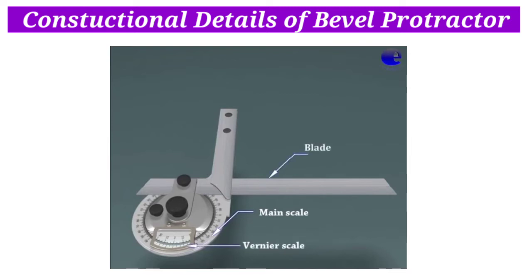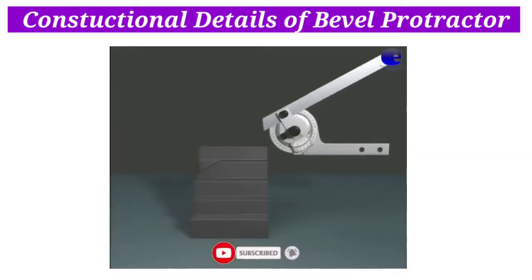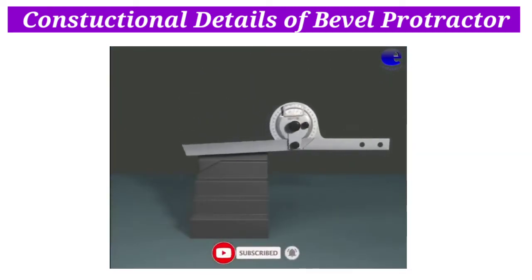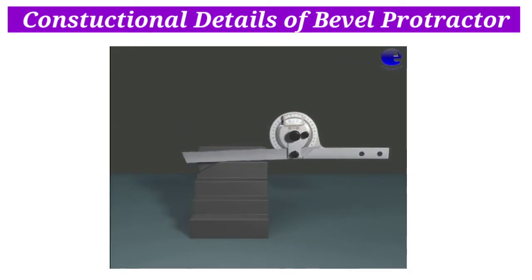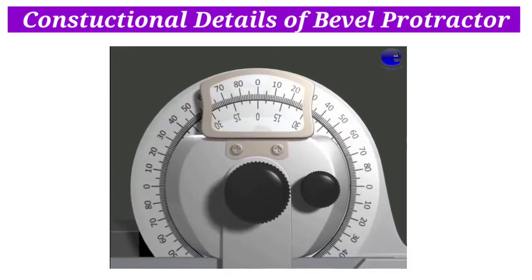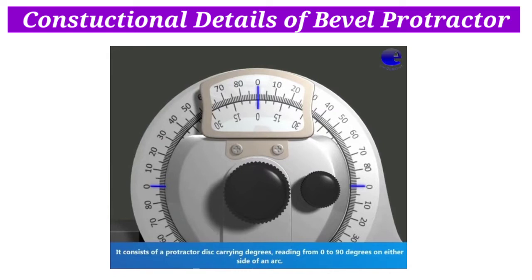blade, base. It is free to rotate about fulcrum and can be clamped at a desired angle with a nut. It consists of a protractor disc carrying degrees, reading from 0 to 90 degrees on either side of an arc.